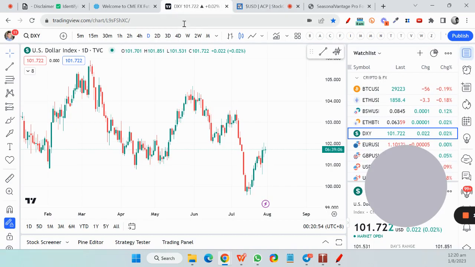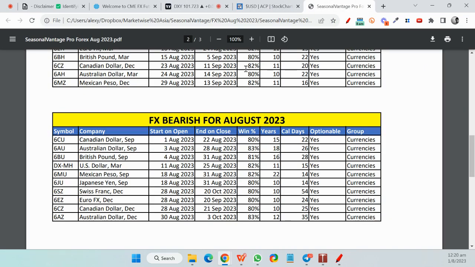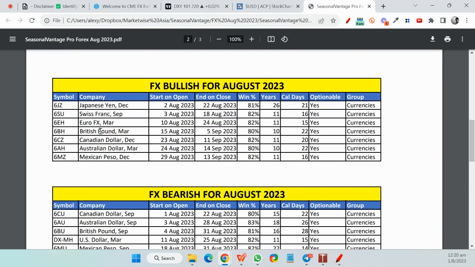Another example, based on the SeasonalVantage, maybe is the British pound. 15th of August to the 5th of September, there are 22 calendar days. For the past 10 years, 80% of the time it is positive, which means that of the past 10 years, 8 years it is actually positive.